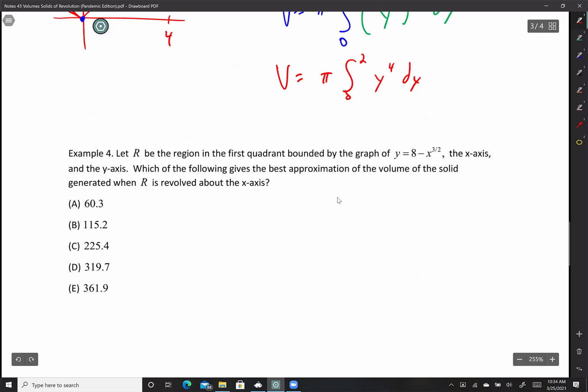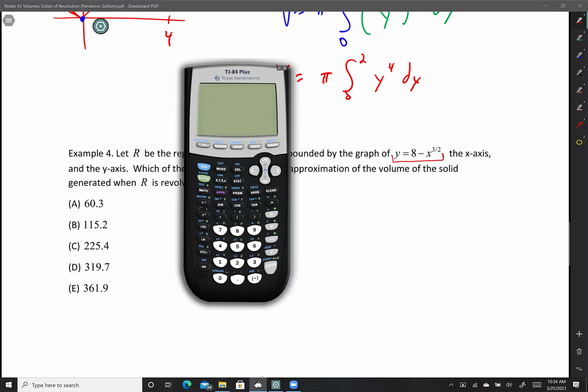Next one. It says, let R be the region in the first quadrant bounded by the graph. Oh, there's a fun one. I haven't seen that one in a while. 8 minus x to the 3/2, the x-axis and the y-axis. All right, so if you have an idea how this looks, cool, but I wouldn't bother. It has decimals. You're going to need your calculator. Go to your calculator. Just type that in immediately.